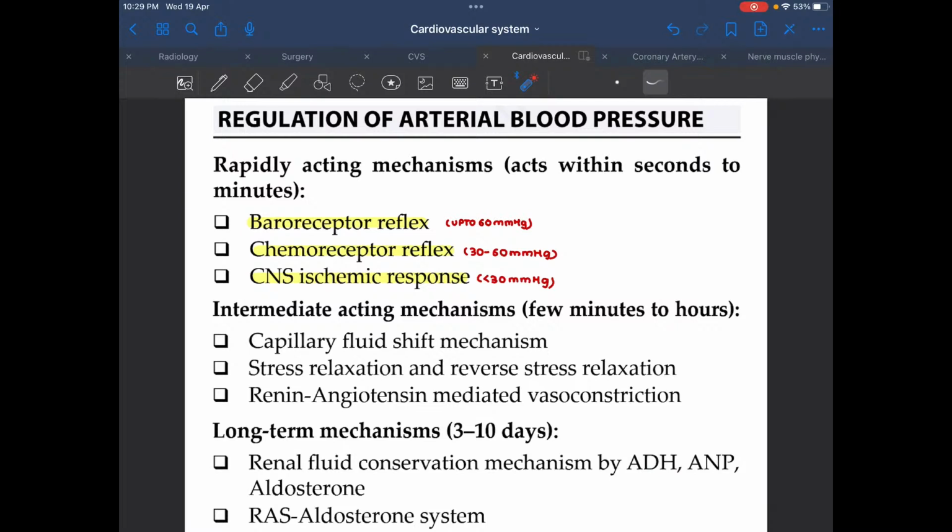So today we are not going to discuss that. Mainly our focus will be on the baroreceptor rapidly active mechanisms. Mainly we have the baroreceptor reflex, we have the chemoreceptor reflex, and we have the CNS ischemic response. Also we call it the Cushing's ischemic response.